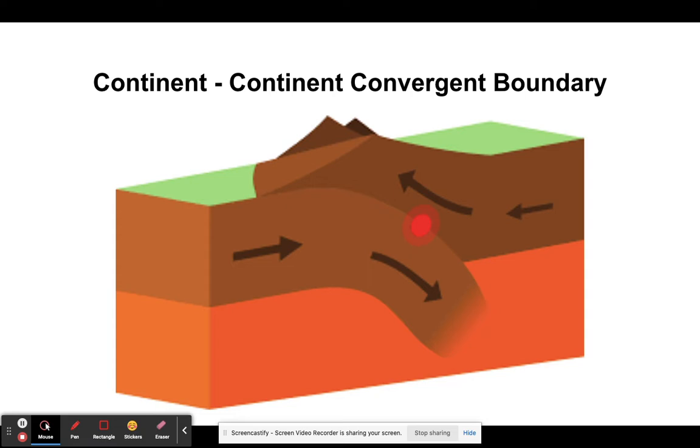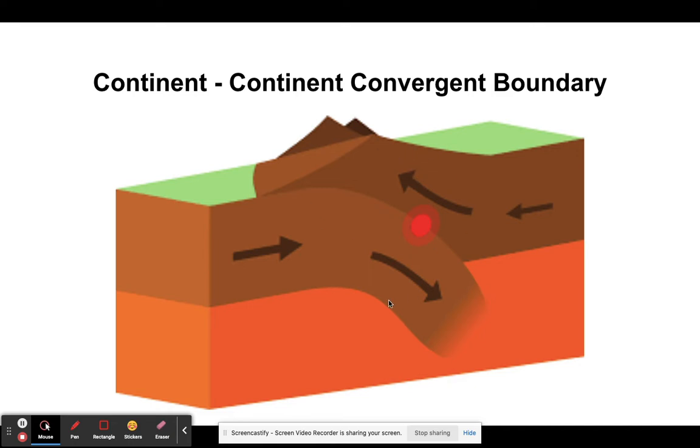All right, our first type of boundary is between two continental plates. So you've got continent versus continent in a head on collision. Convergent means to collide, to hit each other square on. So as these two continental crusts hit each other, we have mountain building, okay?